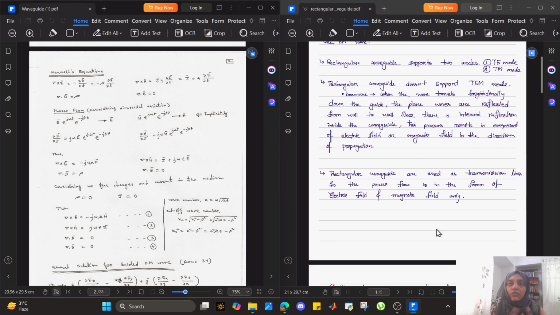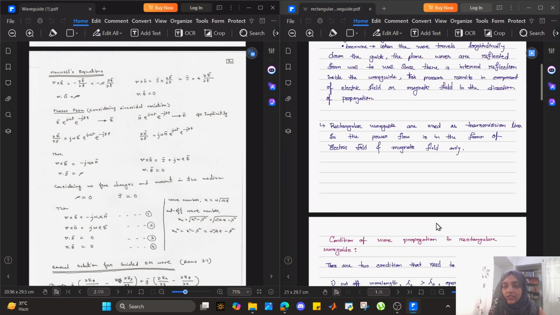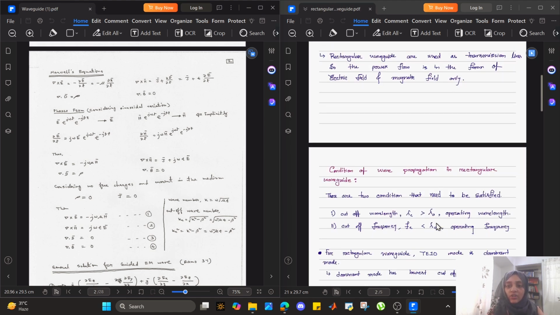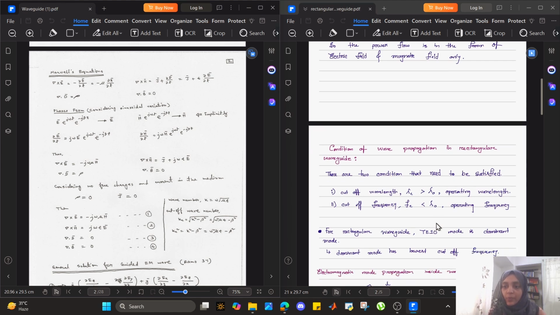Rectangular waveguides are also often used in transmission lines. So, power flow is in the form of electric field and magnetic field only in the transmission line. There are some conditions for the wave to propagate in the rectangular waveguide. Only if these conditions are satisfied does the wave propagation happen.